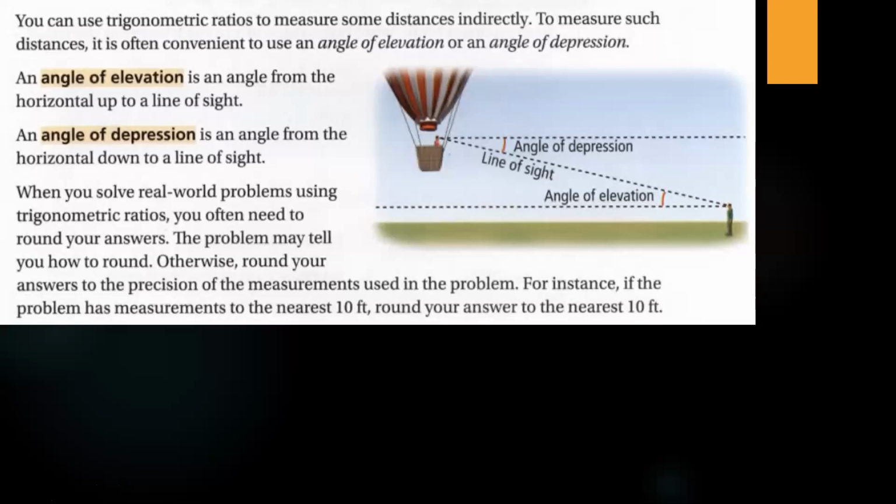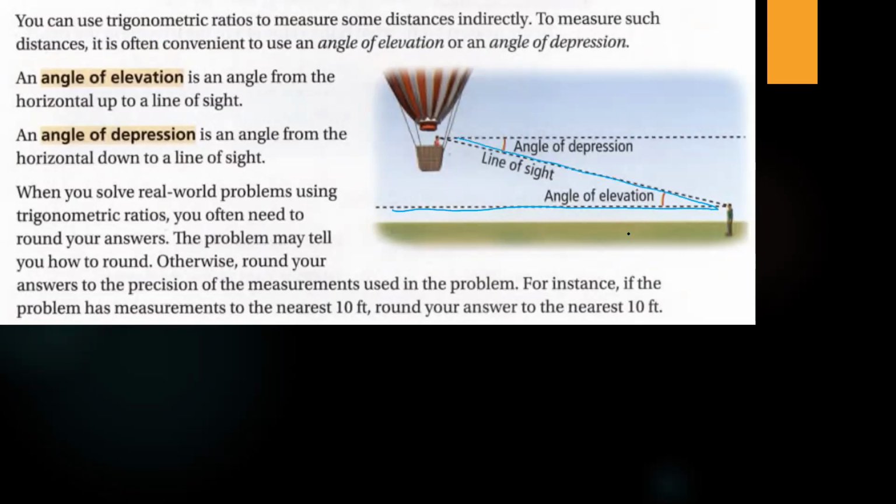When we use the trigonometric ratios, we use them sometimes to measure distances indirectly, like when we have the angle of elevation and the angle of depression. So what is the angle of elevation and what is the angle of depression? The angle of elevation is an angle from the horizontal up to the line of sight.